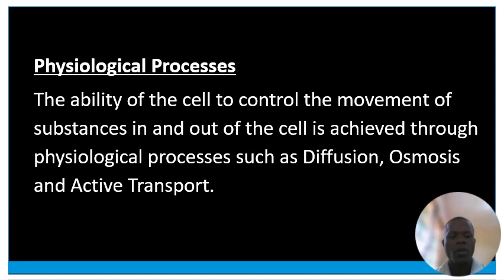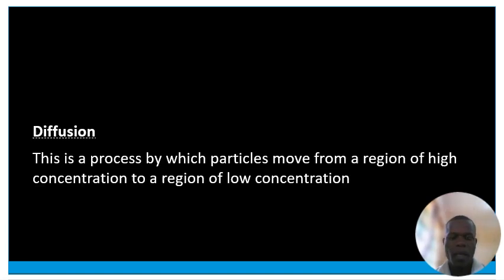Then let's see the physiological processes. The ability of the cell to control the movement of substances in and out of the cell is achieved through physiological processes such as diffusion, osmosis, and transport. The first physiological process is diffusion.